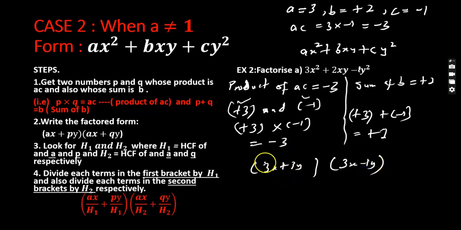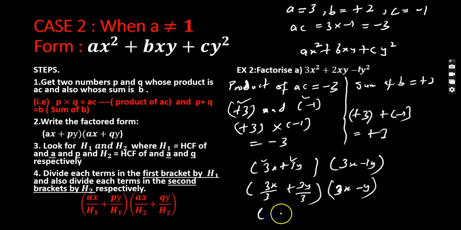So you find the HCF for 3 and 3 here. What is the highest common factor that can go between 3 and 3? It's 3 obviously. So that will give us 3x over 3 plus 3y over 3. In the second bracket, what's the HCF of 3 and 1? It's actually 1. So that will remain the same, 3x minus y. Our final answer here will now become x plus 3y, x minus y.